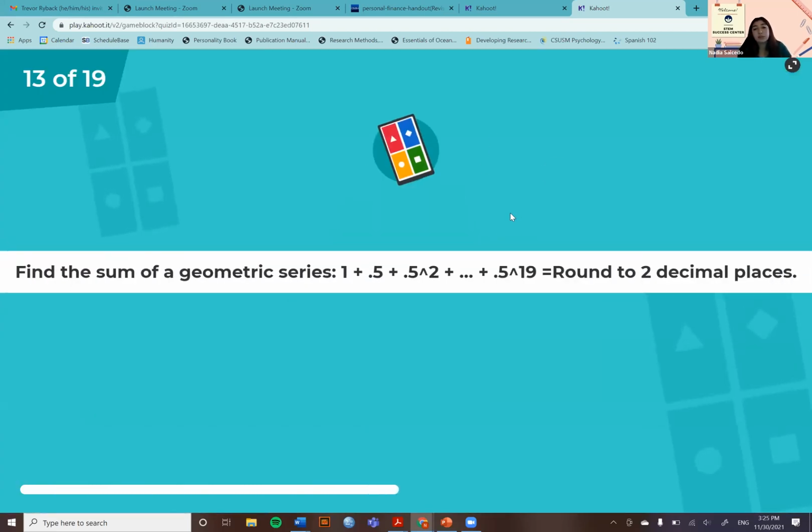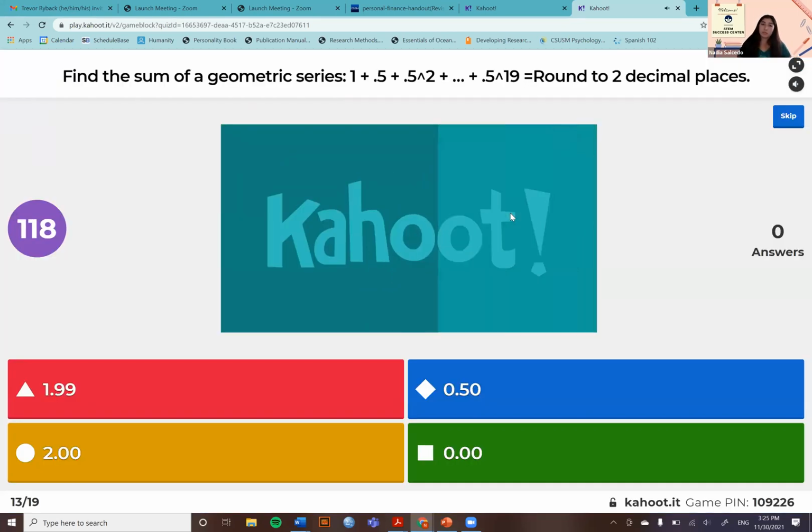Okay, find the sum of a geometric series, rounded to 2 decimal places. So we're finding the sum of the geometric series. If it's hard to see, it's basically a geometric series with b equals 0.5. So it's 1 plus 0.5 to the 1 plus 0.5 to the 2 plus dot, dot, dot, 0.5 to the 19. I'm going to find the sum of the first 20 terms.